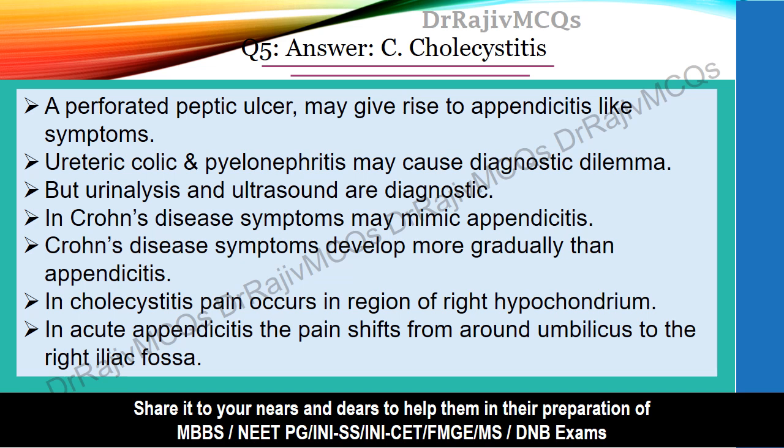In Crohn's disease, symptoms may mimic appendicitis. In contrast to appendicitis, Crohn's disease symptoms develop more gradually and include chronic or intermittent abdominal pain, diarrhea, weight loss, and fatigue. In cholecystitis, the pain occurs in the region of the right hypochondrium. Its presentation is different from acute appendicitis, in which the pain shifts from around umbilicus to the right iliac fossa.